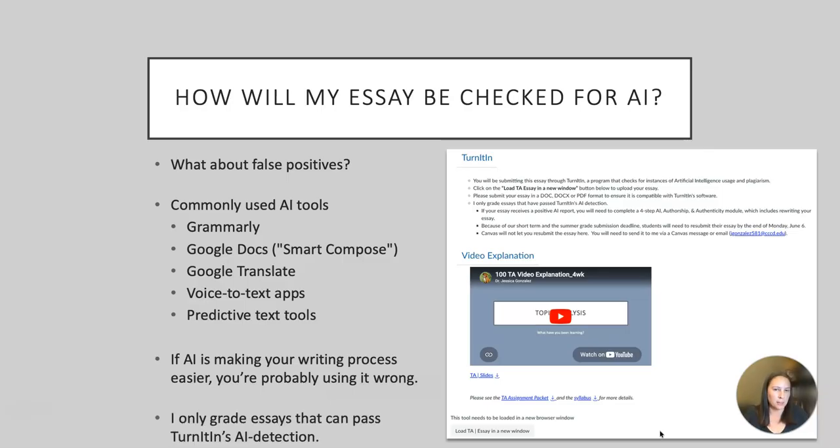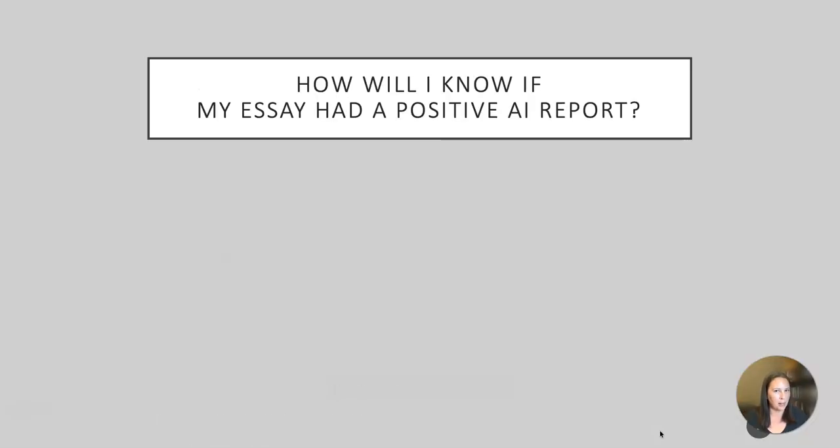Because of all this, and because of many cases of students using AI in an academically dishonest way, I only grade essays that can pass Turnitin's AI detection. All right, so think of it that way. My question is now, has it passed AI detection? If yes, then I grade it. If no, then something else happens, and I'll talk about that in just a minute. Sorry, I have a little bit more to get to first.